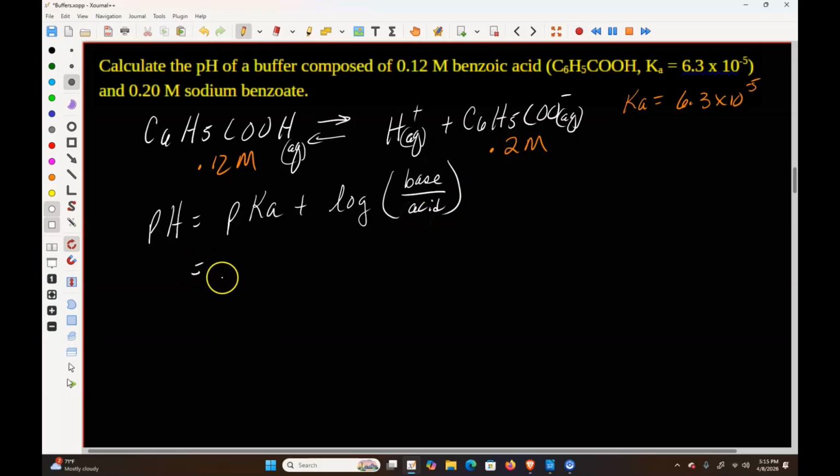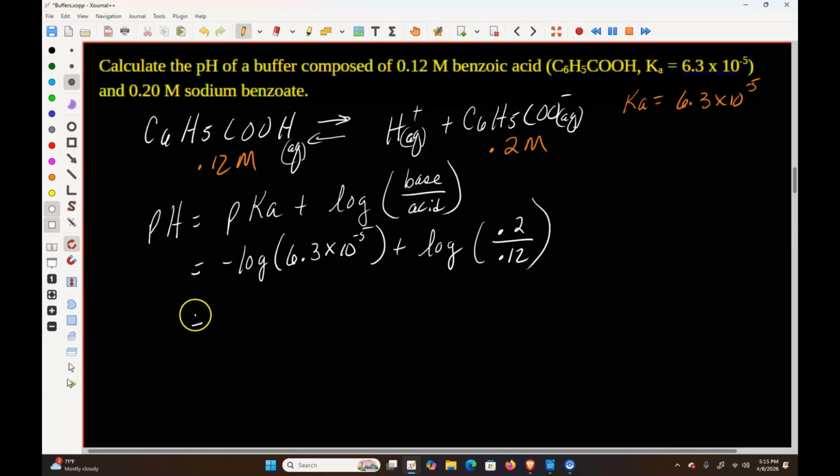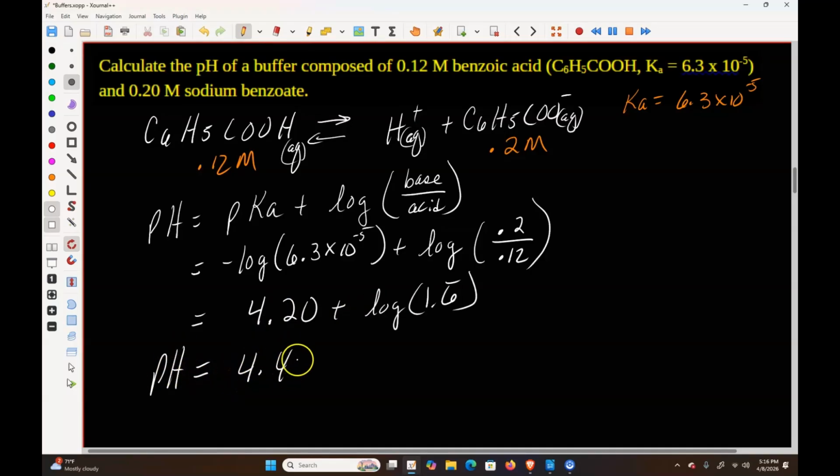I'm looking for the pH. pKa will be the negative log of 6.3 times 10 to the negative 5, plus the log of the base, which is going to be 0.2, divided by the acid, which is 0.12. So the pH is going to equal 4.20 plus, so my pH here is going to equal 4.42.